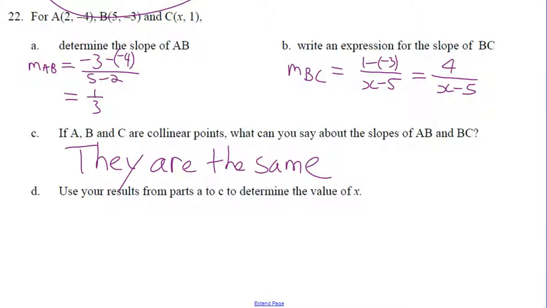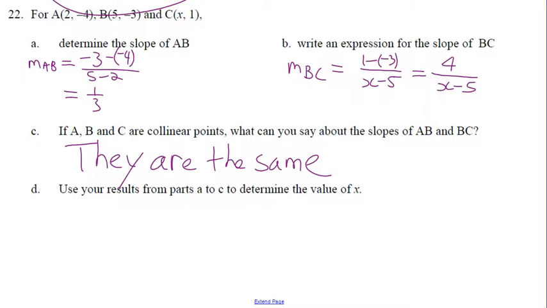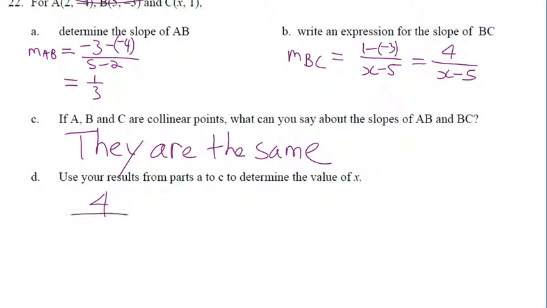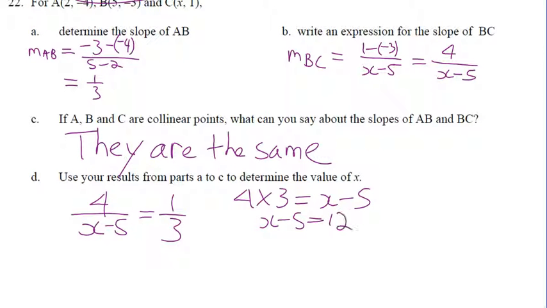Use your results from part A and C to determine the value of x. So what am I going to do to determine the value of x? 4 over x minus 5 equals 1/3. Okay, how are you going to solve that? Cross product. Cross multiply, whatever, okay. So 4 times 3 is equal to x minus 5. x minus 5 is 12, so x is 17. Yay, hooray.